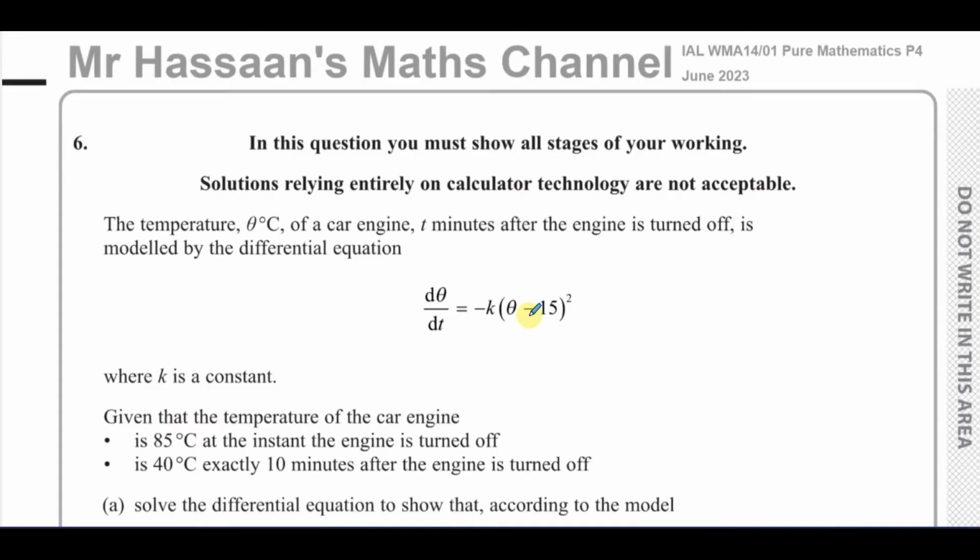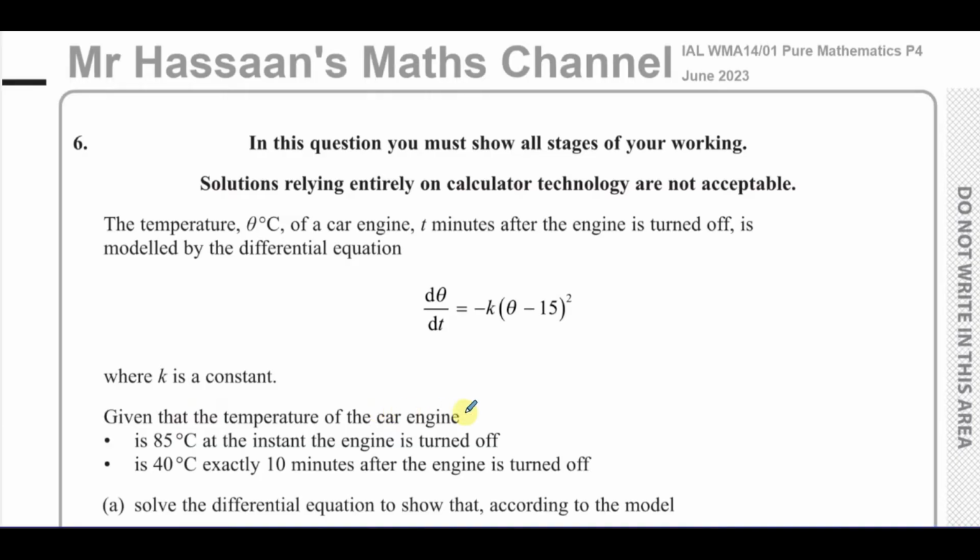I'm now answering question number 6 from the June 2023 Pure Mathematics P4 paper from the International A-Level Edexcel exam. This question is about what are called differential equations. The temperature in theta degrees Celsius of a car engine t minutes after the engine is turned off is modeled by the differential equation d theta dt equals negative k times, in brackets, theta minus 15 squared, where k is a constant.